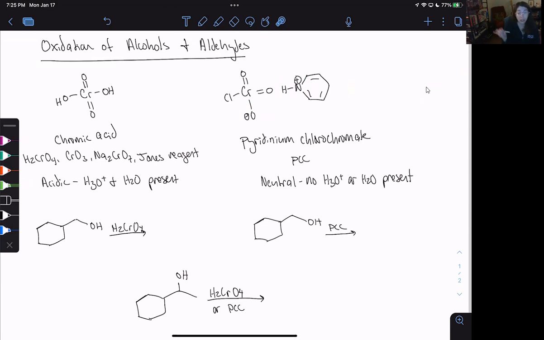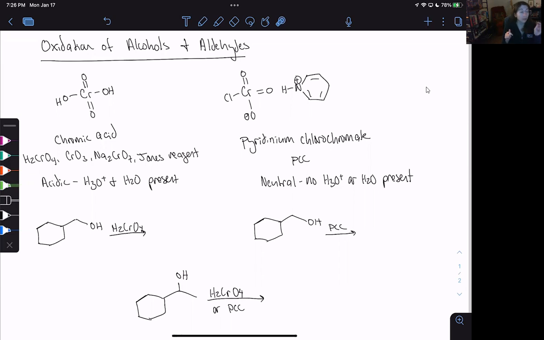So the pyridinium chlorochromate, we're going to see it have different reactivity from chromic acid because of the fact that it does not have water or acid present. So let's first look at the reactivity of these and what kinds of things you can make out of them. And then we'll talk about the mechanism afterwards.